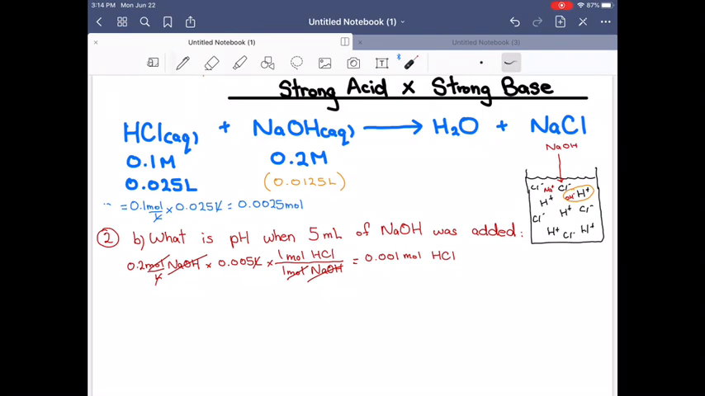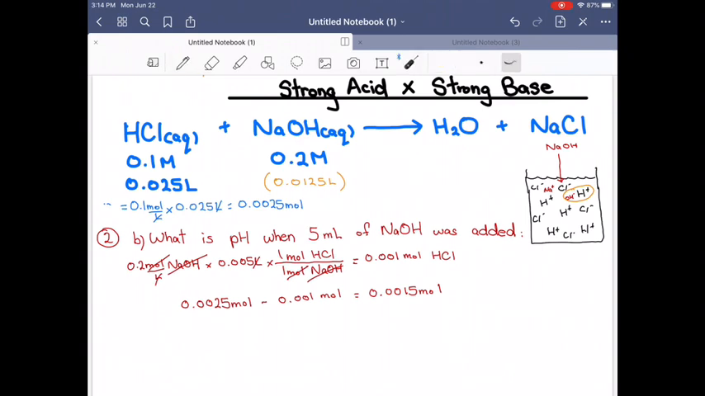So how much HCl do I have left? It's almost like saying how many H's do I have left? Well, I know for a fact that I started out with 0.0025 mole of HCl, right? We made this calculation here and I said it's going to be useful. And 0.001 mole got reacted. So subtracting the two numbers, this is how much H plus I have left. Okay, so now I know how many moles of H plus there are.